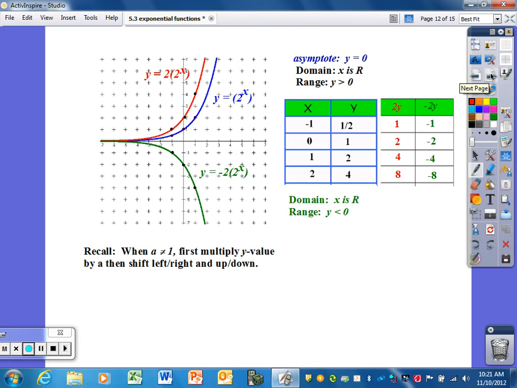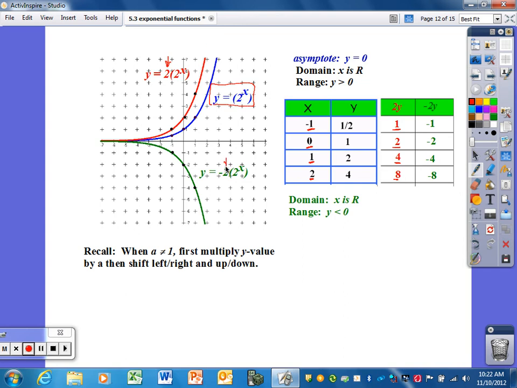Okay, I still have my parent function of y equals 2 to the x, the blue one. Notice here, a is 2. So when a is 2, it means I'm going to double my y's. Still the same x values. So I'm just going to take these y's and double them. Double a half is 1, double 1 is 2, double 2 is 4, double 4 is 8. So then I plot these points: negative 1, 1; 0, 2; 1, 4; 2, 8. And I have made my exponential growth happen faster.